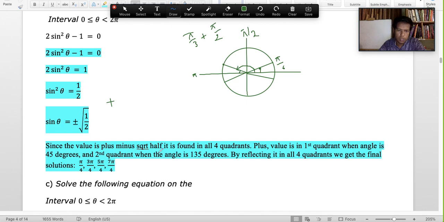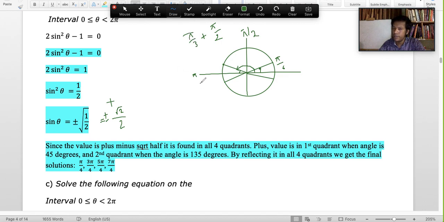Since the value of plus half is found in all 4 quadrants, plus minus half, that line is correct. Plus the value is in the first quadrant when the angle is 45 degrees. Oh no, this is funny. I'm thinking about the half. This is actually the square root of half. The square root of half means this is root 2 by 2. Yep, so this is root 2 by 2. This is correct, but this is not correct.